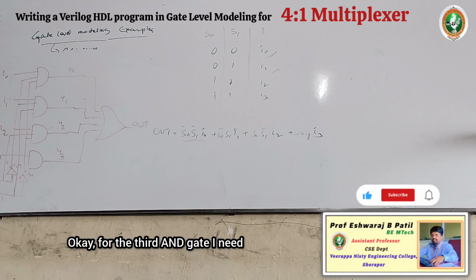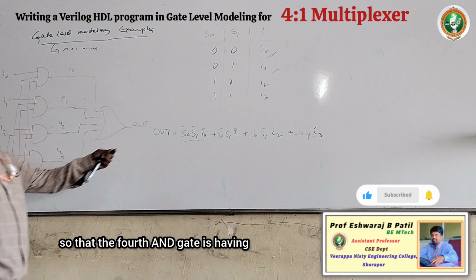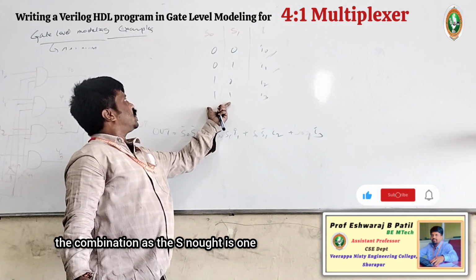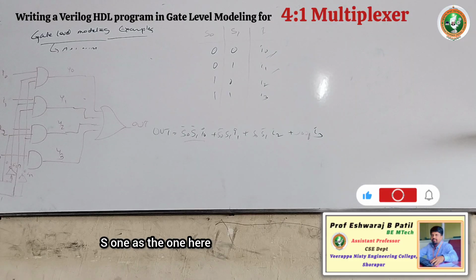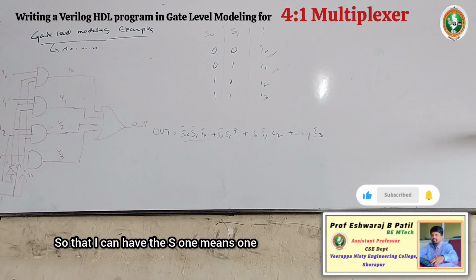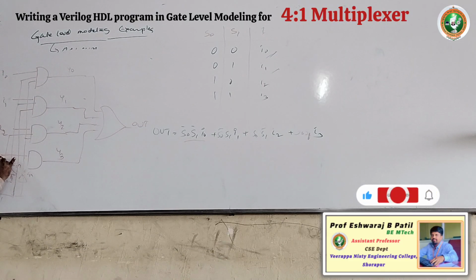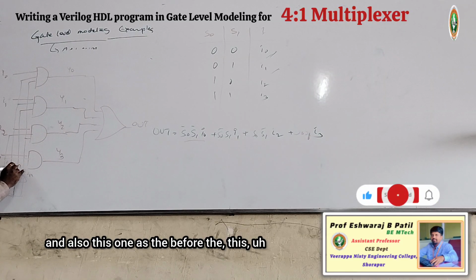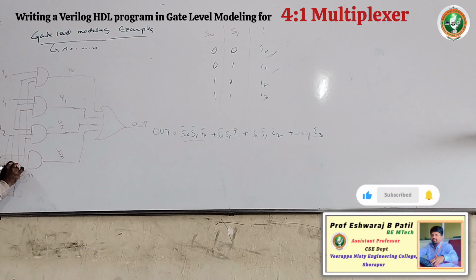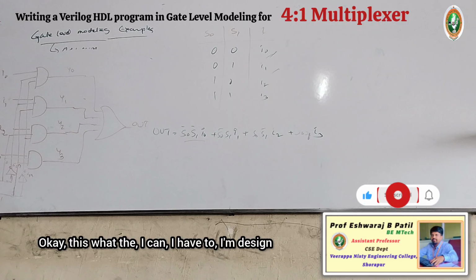Okay, for the third AND gate I need, so that the fourth AND gate has the combination S0 is 1, S1 is 1. S0 as 1, S1 as 1 here. So S1 means 1 means what? Before the NOT gate, I have to send the input to this one, and also before this second NOT gate, I can send the input as 1.